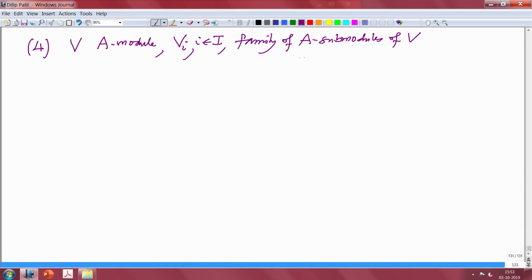Because they are modules in their own right, I can also talk about the direct sum. Remember, the direct sum is a submodule of the direct product. On the other hand, the sum is a submodule of V. So, a priori there is nothing; the module structure here is inherited from V. Here the module structure is combined. So, what is the relation?